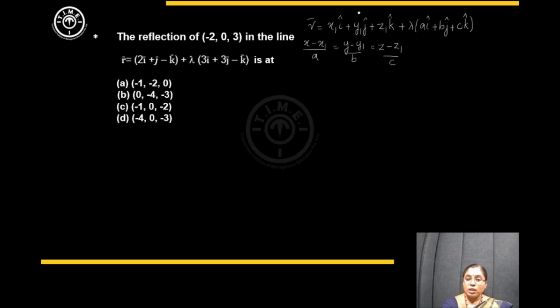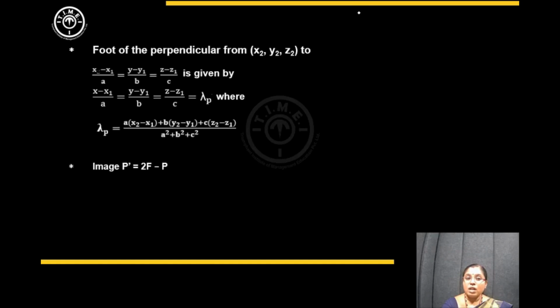Now look at the previous slide. We are done with the left hand side of the foot of the perpendicular. We are assuming that x, y, z are the foot of the perpendicular, and we are forming the left hand side.